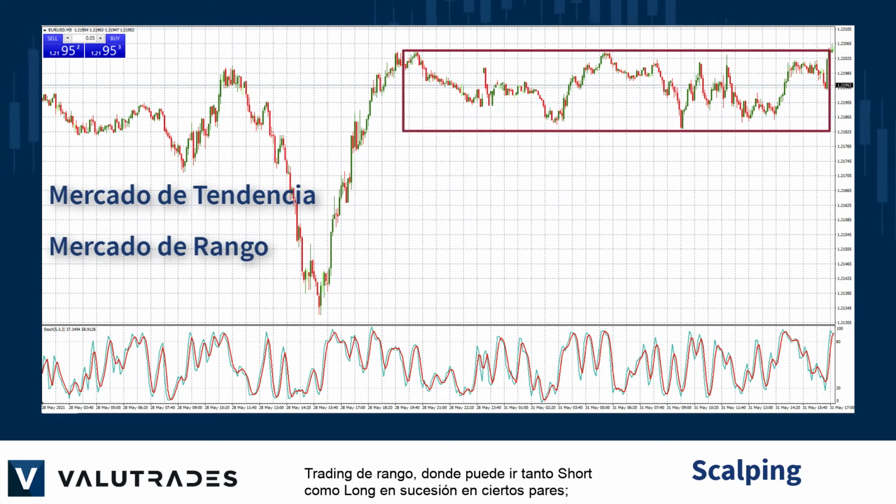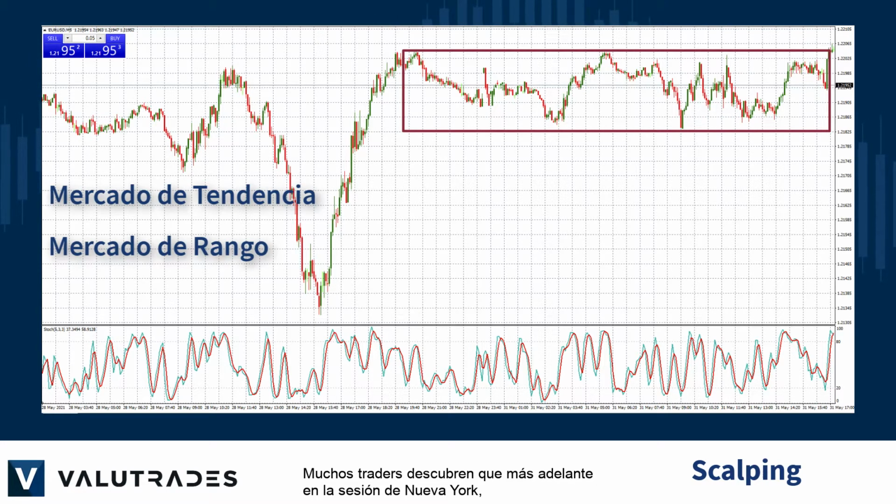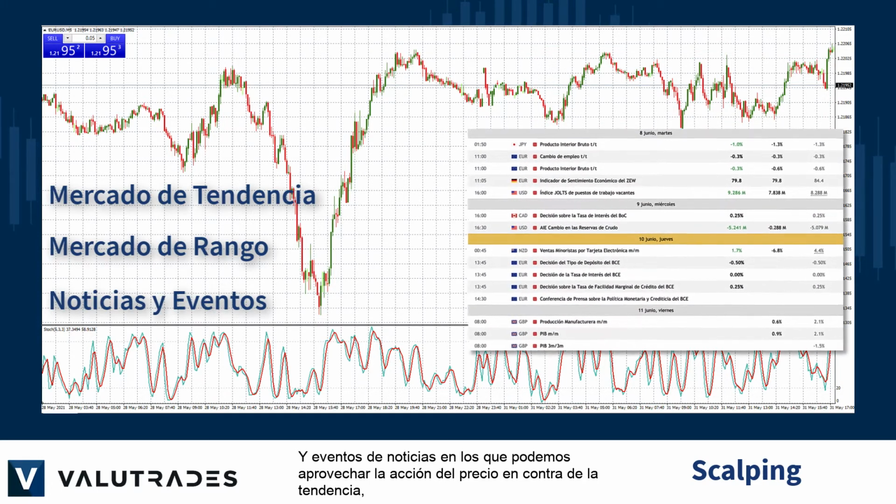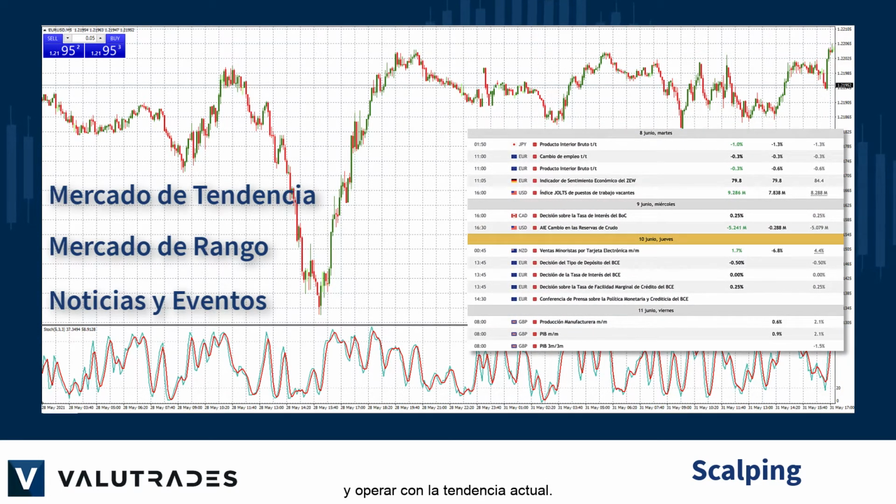Range trading, where you may go both short and long in succession on certain pairs. Many traders find that later in the New York session and through the Asian session are best for range scalping. And news events, where we can take advantage of counter-trend price action and trade with the current trend.